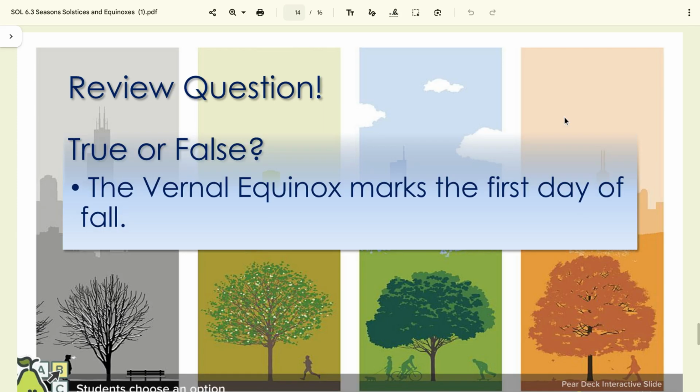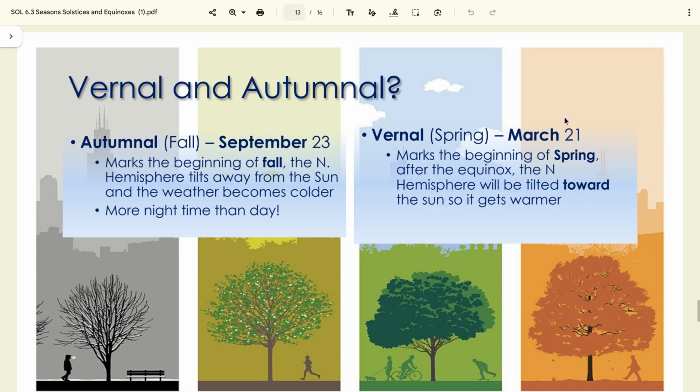Is a vernal equinox the first day of fall? Look at your notes. No, it's the first day of spring.